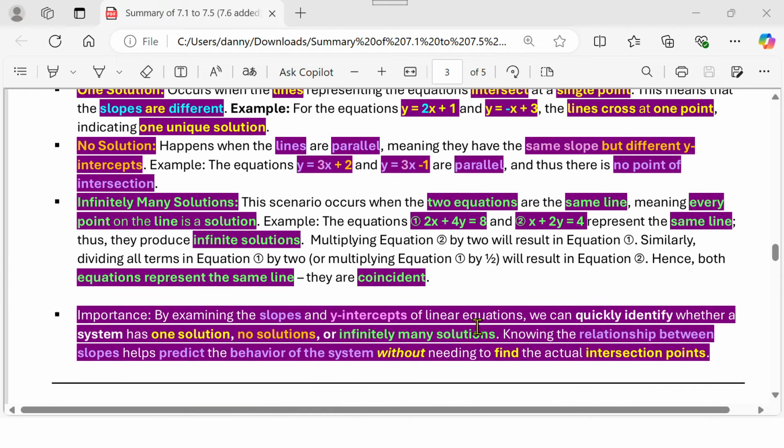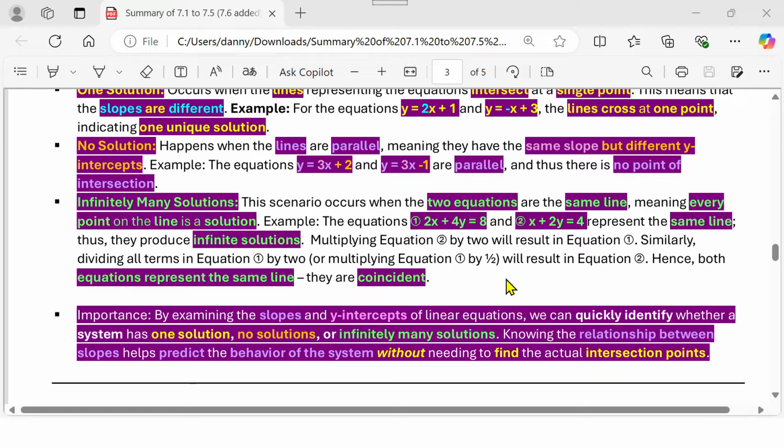So the importance of this section, 7.6, was that by examining the slopes and y-intercepts of the linear equations, we can quickly identify whether a system has one solution, no solutions, or infinitely many solutions. And knowing the relationship between the slopes helps predict the behavior of the system without needing to find the actual intersection point. So if you recall from section 7.2, one of the issues with graphing was you took the equations, you put them in y equals mx plus b form. That was fairly quick. That was just math and rearranging equations.